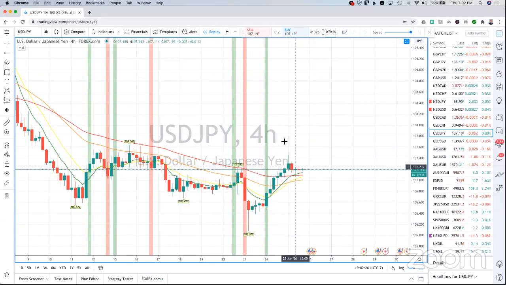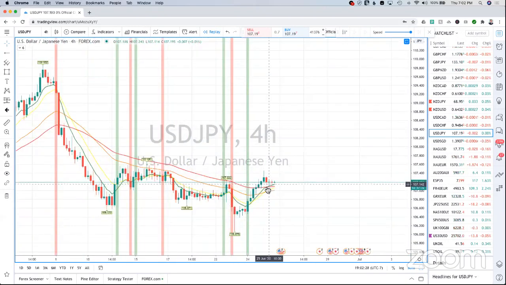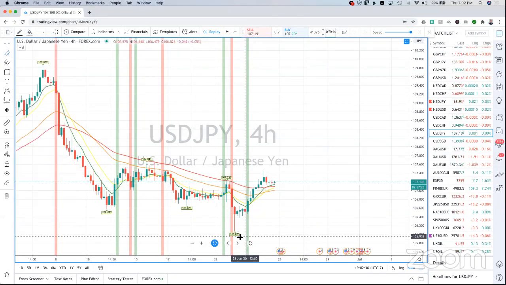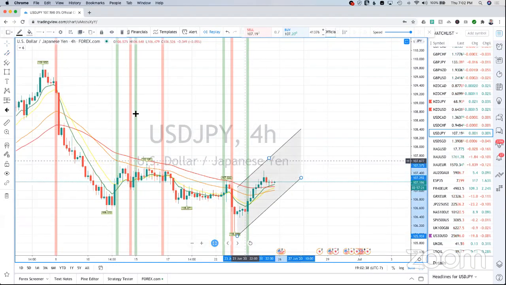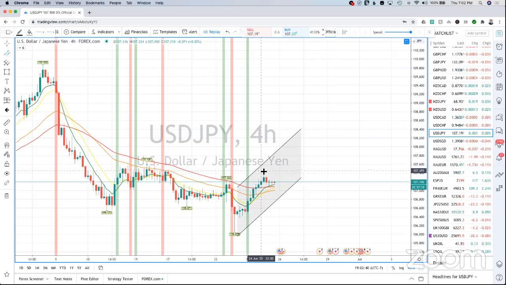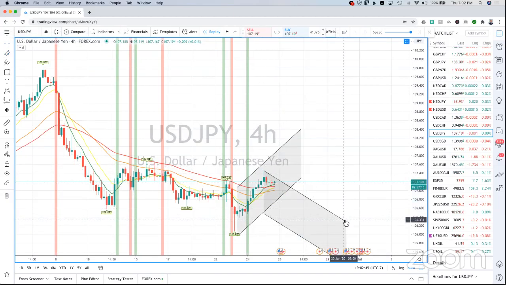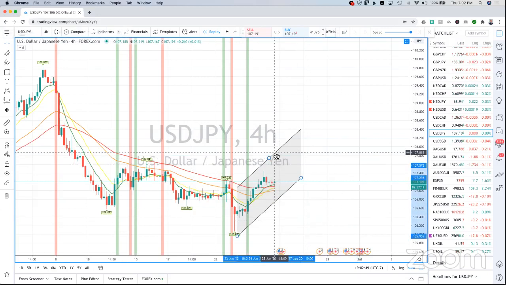But if this is just a minor retracement and this red line moves back above all the pivots, then we can expect it to continue downwards. So it could either come up and then retrace back down like that, or it could just keep continuing up.